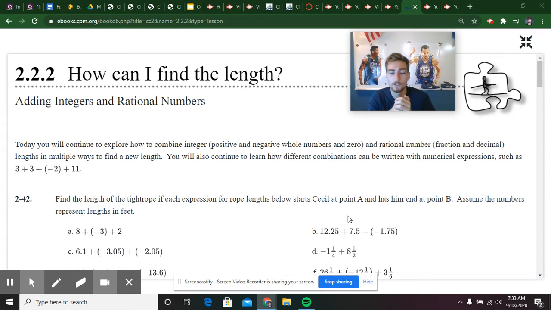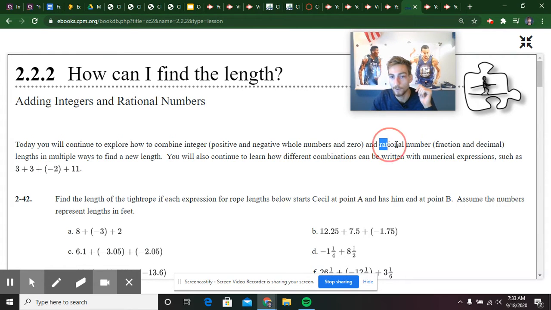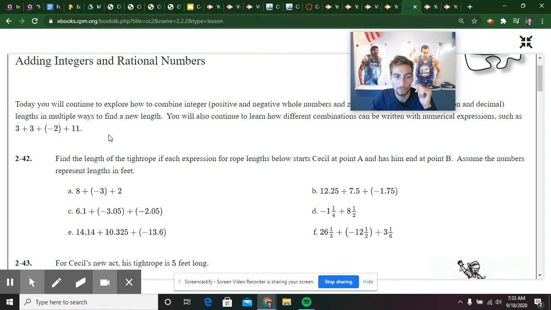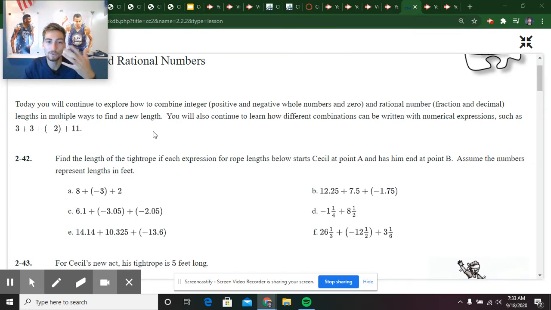If you're not sure what an integer is, well, it says integers are positive and negative whole numbers, which would mean 1, 2, 3, and so on, but also -1, -2, -3, -4, and so on. And then we also have rational numbers, which would be fractions and decimals. And so we're going to add these lengths or combine these lengths in multiple ways to find a new length.